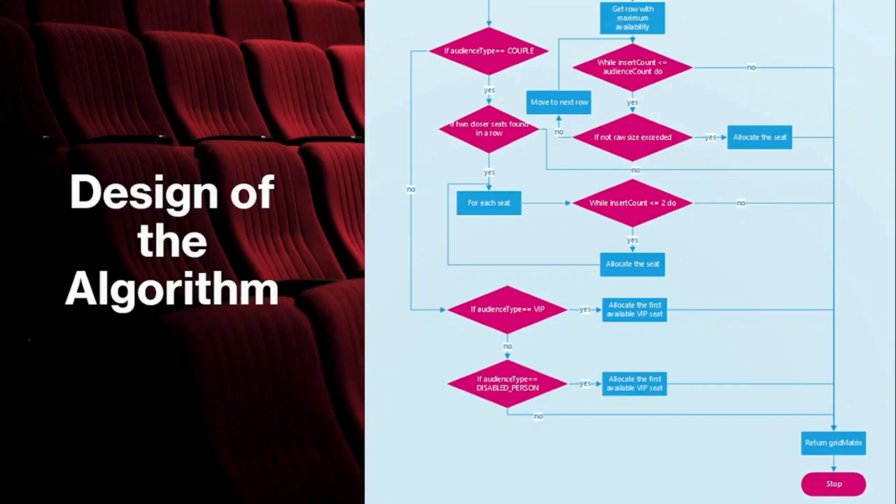When it comes to couples, the algorithm checks for rows where two close together seats are available. If found, such seats will be allocated for couples. For VIP members and disabled persons, they have special sets of seats to be allocated. At the end, the algorithm returns the grid matrix to be rendered in the UI.